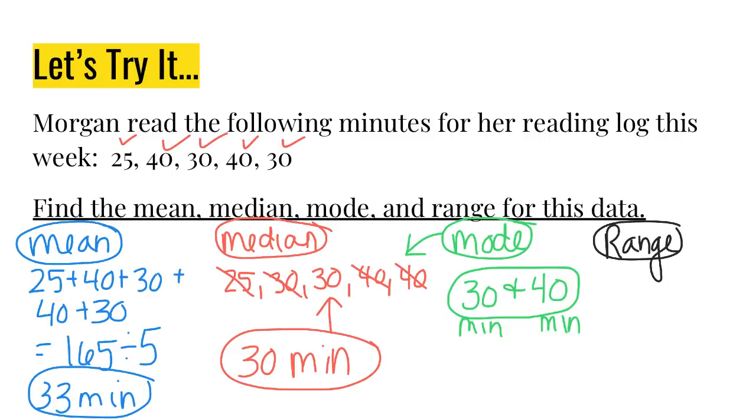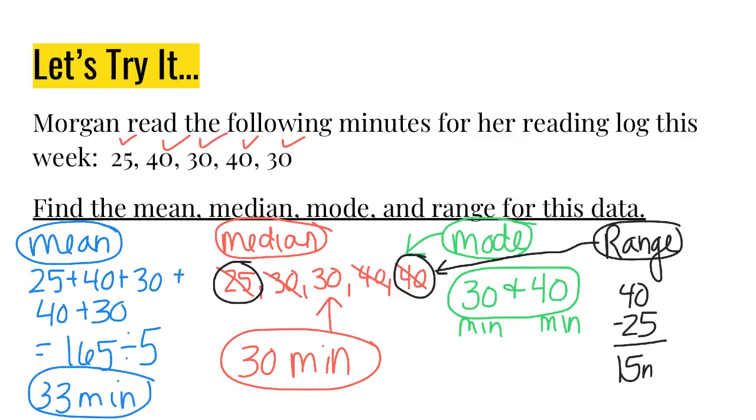And finally, I'm going to do range, and I'm going to use my list over here again. Highest number is 40, lowest number is 25. So if I take 40 minus 25, I will get 15 minutes. That's the difference between having the highest amount and the lowest amount.